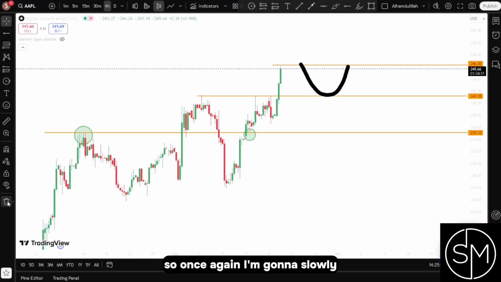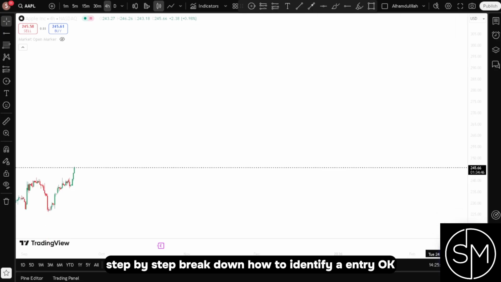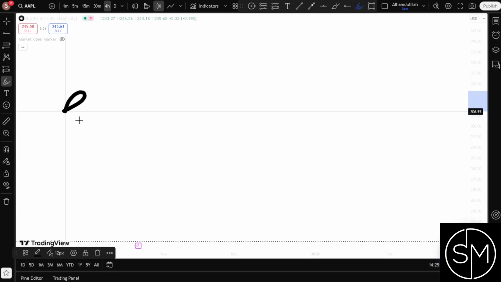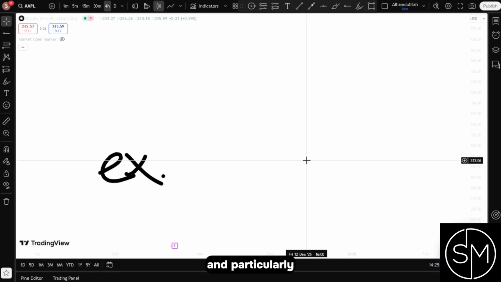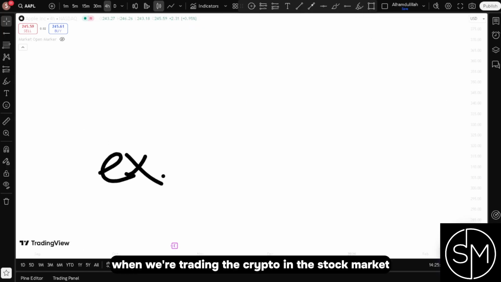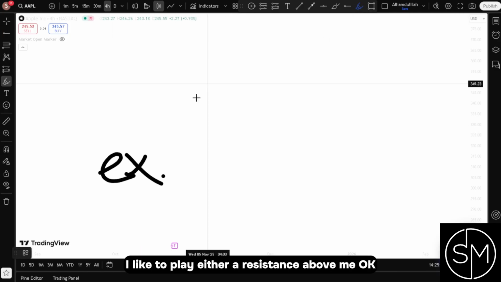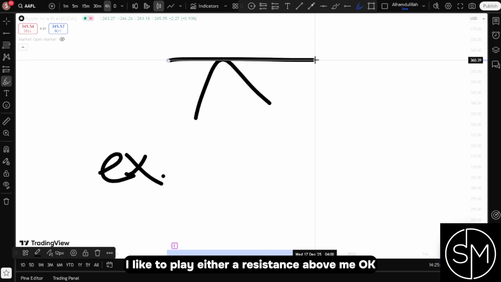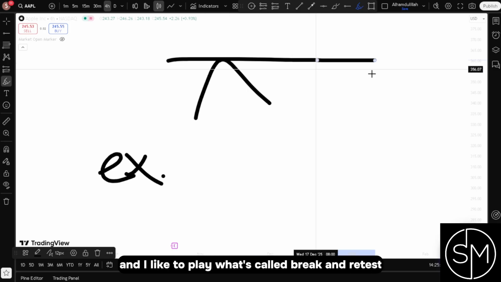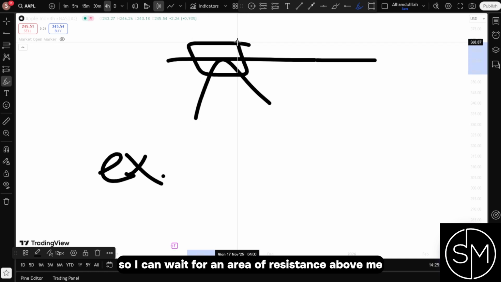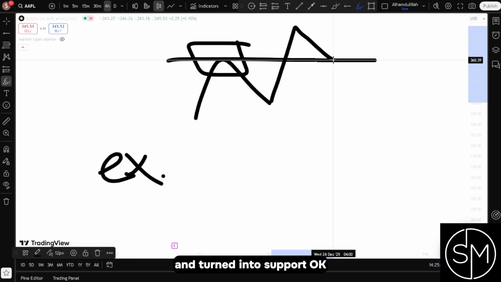So once again, I'm going to slowly, step by step, break down how to identify an entry. For this example, we're going to use a long trade example. Particularly when we're trading crypto and the stock market, with long trades, I like to play a resistance above me. I can wait for that area of resistance, and I like to play what's called break and retest.